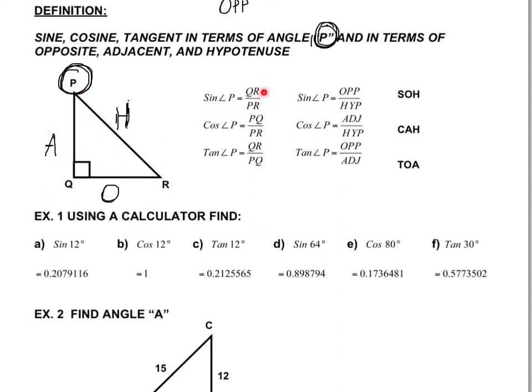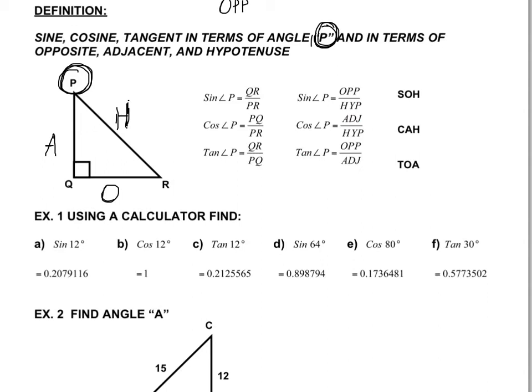Don't worry about the letters right here first. We want to concentrate on this. Sine of angle P, this is a definition that you have to memorize, is whatever the opposite side is over your hypotenuse. And then cosine is adjacent over hypotenuse, and tangent is opposite over adjacent. Those are making reference to the sides in relation to angle P.